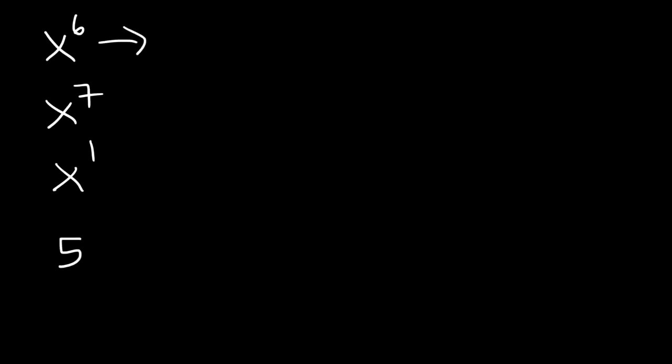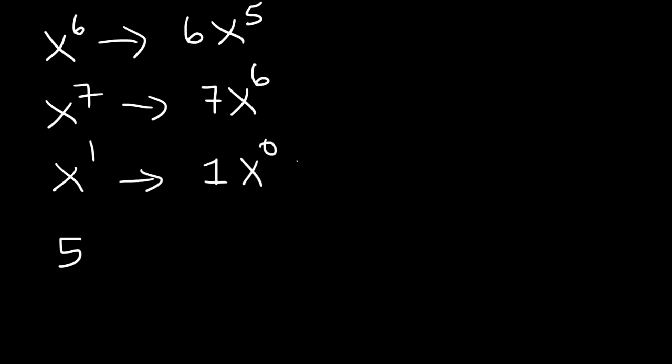So the derivative of x to the 6th is 6x to the 5th. The derivative of x to the 7th is 7x to the 6th. And for x to the 1, it's 1x to the 0. And anything raised to the 0 power is 1, so the derivative of x is simply 1.